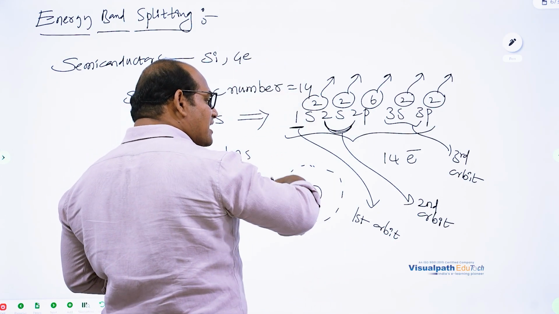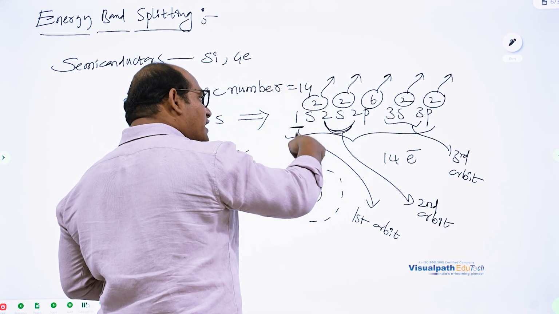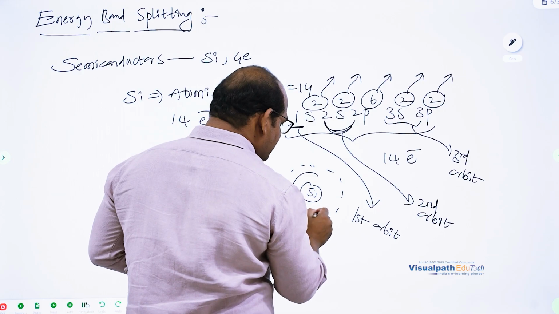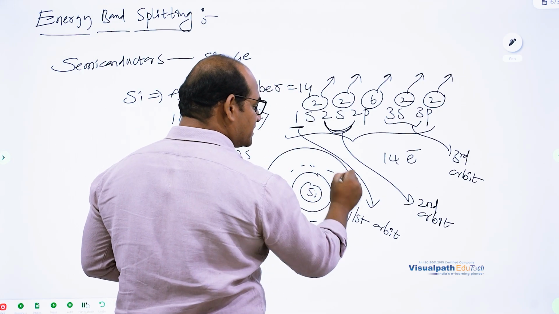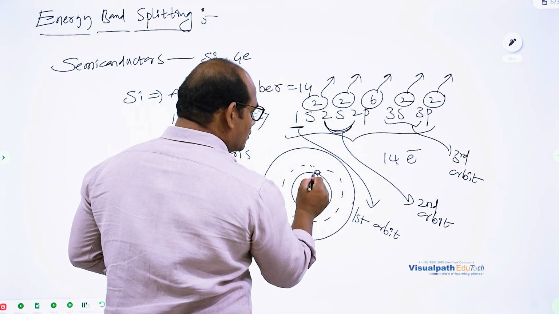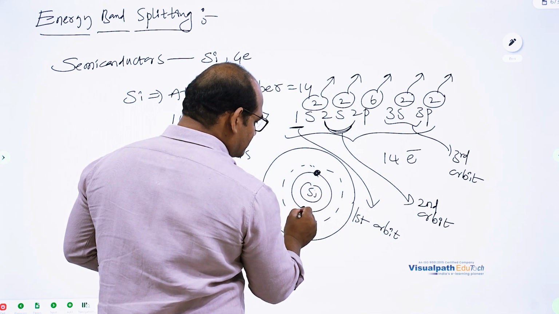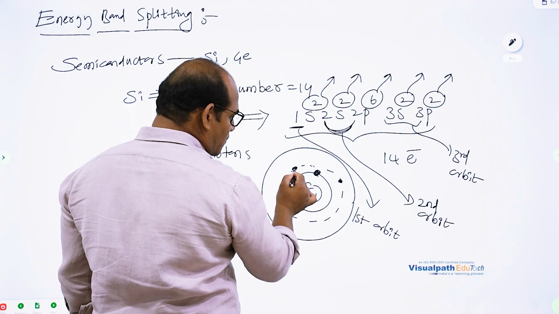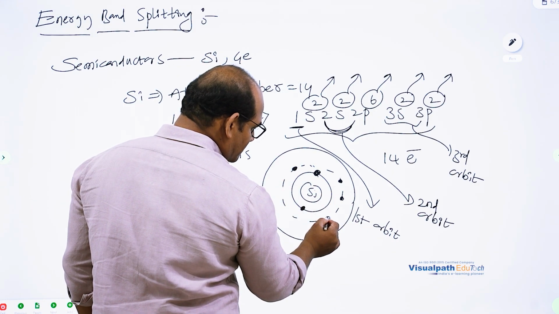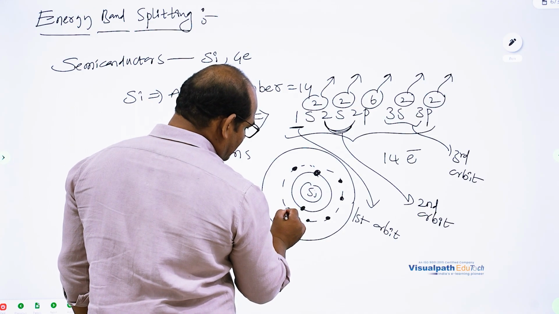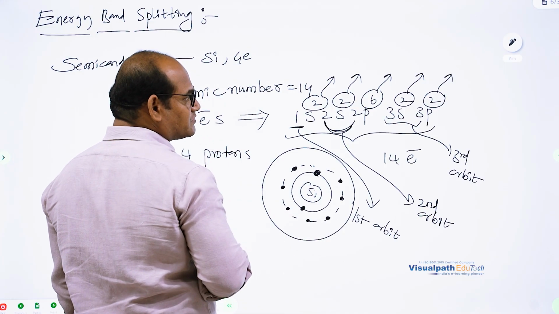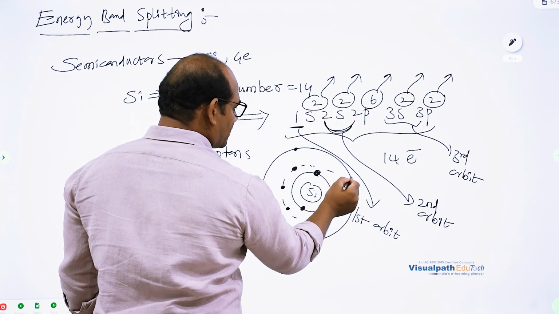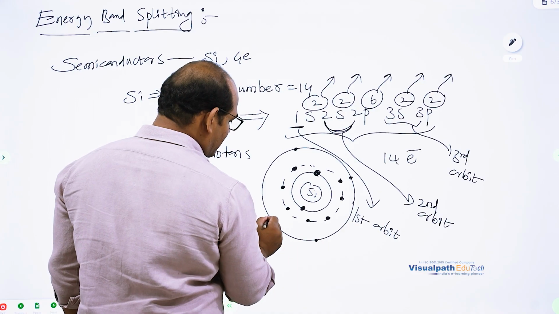So, around the silicon atom, there is not a single orbit where all these 14 electrons are involved. There are 3 orbits. I am taking this as the first orbit, this as the second orbit, and this as the third orbit. In the first orbit, we have 2 electrons. In the second orbit, we have 8 electrons: 1, 2, 3, 4, 5, 6, 7, 8. In the second orbit, I have indicated 8 electrons. In the third orbit, we have to indicate 4 electrons: 1, 2, 3, 4.